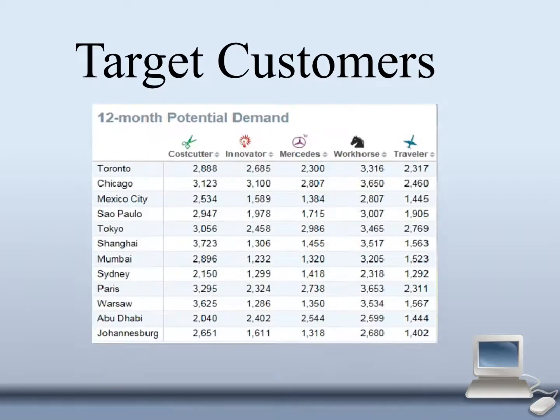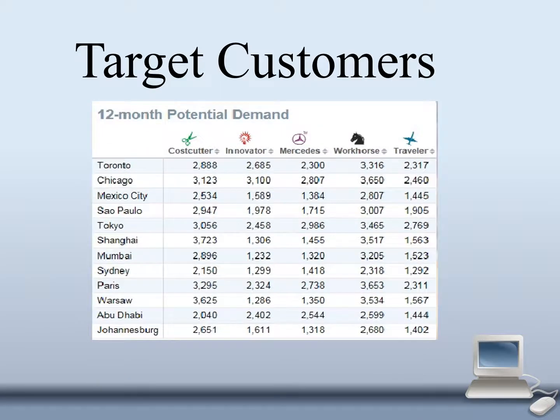Next, we're going to look at our target customers. As I had mentioned, we were looking at the innovators and the travelers as our main focus. Toronto, Chicago, Tokyo. We eventually opened up in Mexico City and Paris, and then further on you're going to see we're going to expand into Sao Paulo as well as Abu Dhabi. Just based on our computers and the types of models that we're focusing on, those are regions that our product will be successful in.